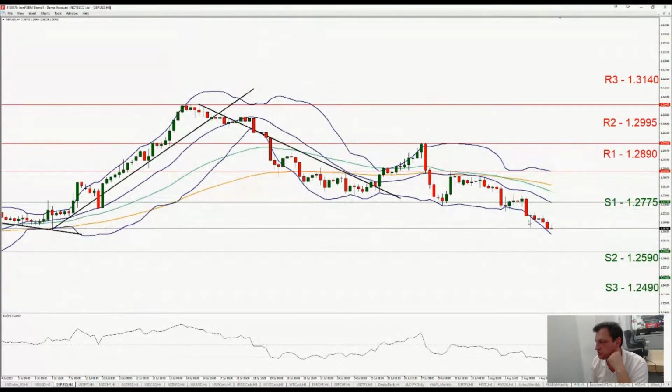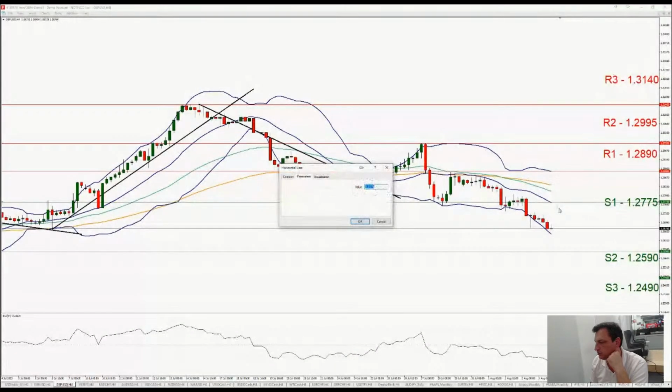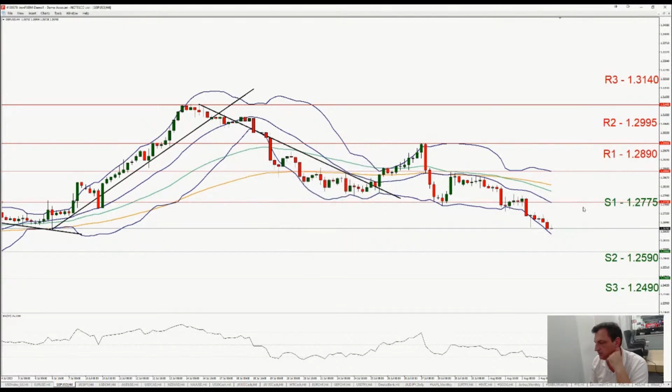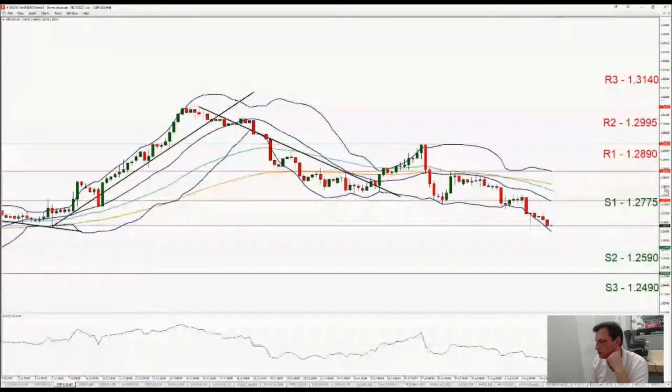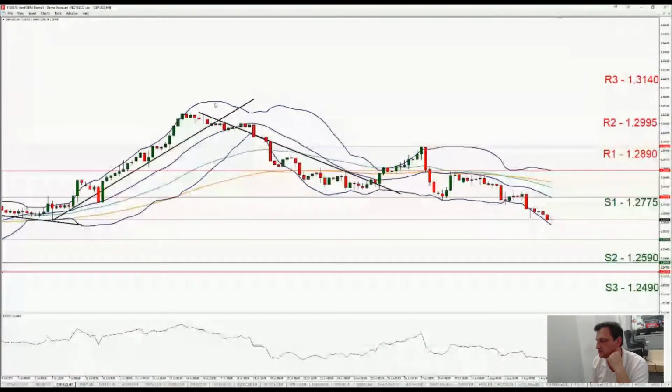GBP USD, which moved decisively lower and was able to clearly break the 1.2775. So that has to be turned into a resistance line, given that its support rule now is over. And let's go hunting for a new ultimate support line.